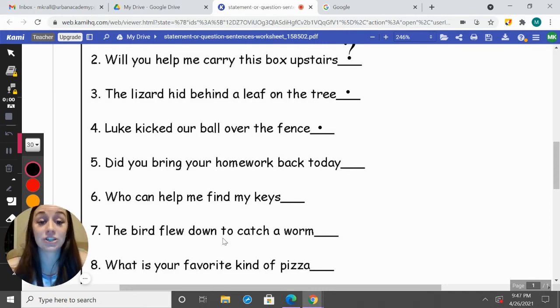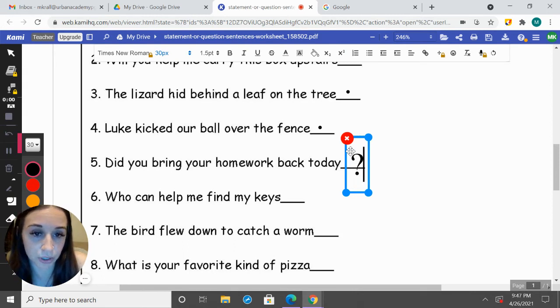Yeah, it's a question. It's asking, did you bring your homework back today? It's asking us if we brought that homework back. So it's a question. Now, does a question end in a period or a question mark? Go ahead and shout it out. A question ends with a question mark. We're going to go ahead and put a question mark.